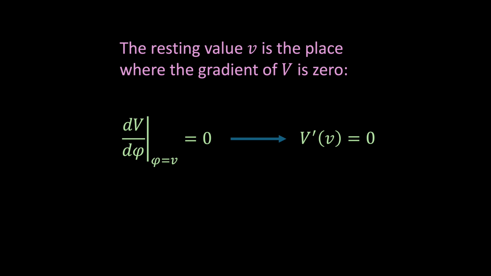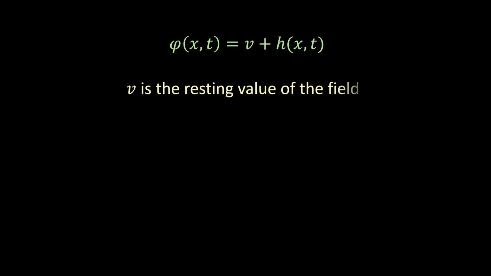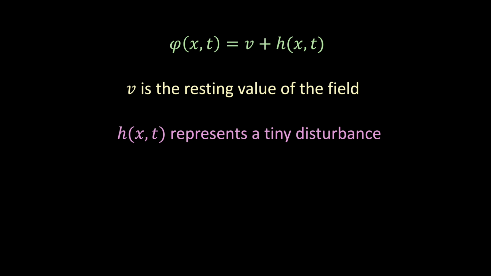And so the condition becomes V prime of v equals 0. Once we know the resting value, the next step is to ask what happens if the field is nudged slightly away from v. To make this precise, we write the field as phi of x,t equals v plus h of x,t, where v is the resting value of the field and h of x,t is a tiny disturbance on top of it. In other words, v tells us where the field sits on average, filling all of space, while h of x,t captures the small wiggles that can travel through it. Those wiggles, when quantized, correspond to the quanta of the field, the particles.